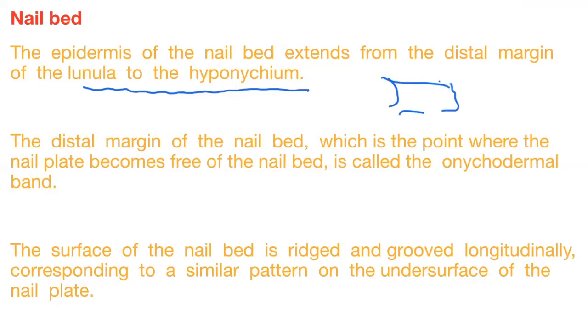The distal margin of the nail bed, which is the point where the nail plate becomes free of the nail bed, is called the onychodermal band, right? We have already seen that. The surface of the nail bed is ridged and grooved longitudinally, corresponding to a similar pattern on the undersurface of the nail plate.